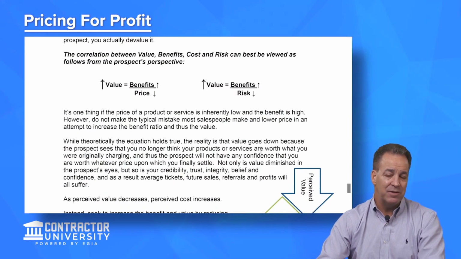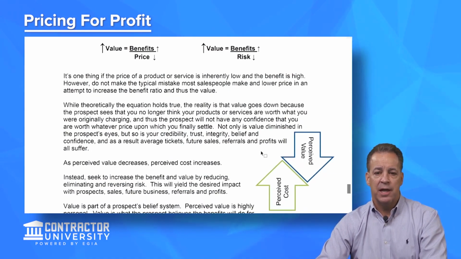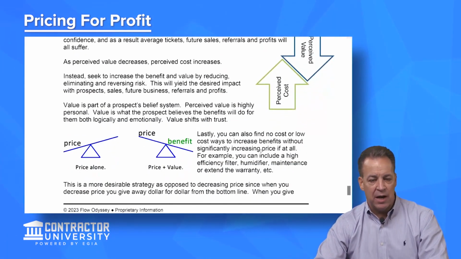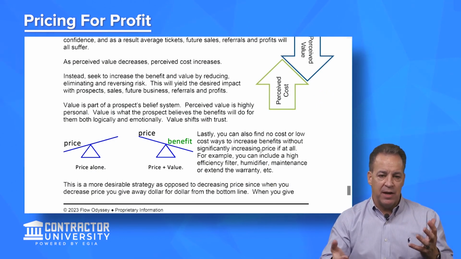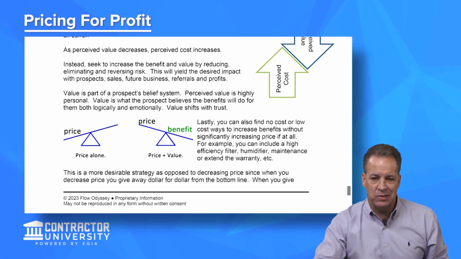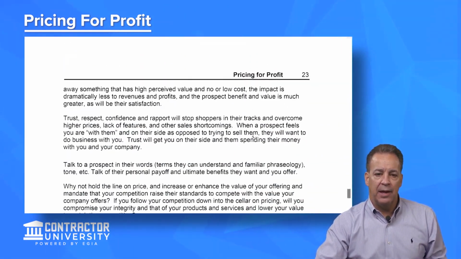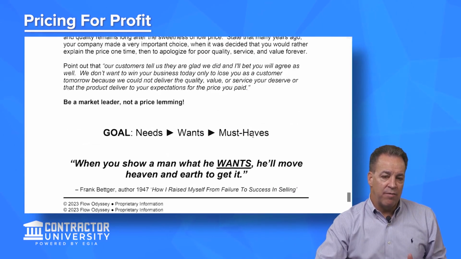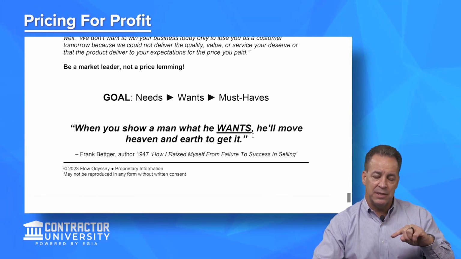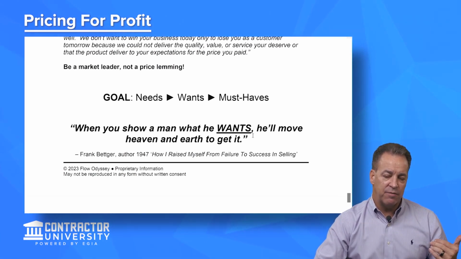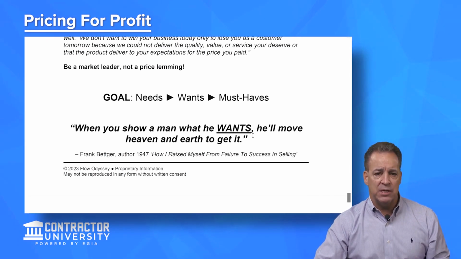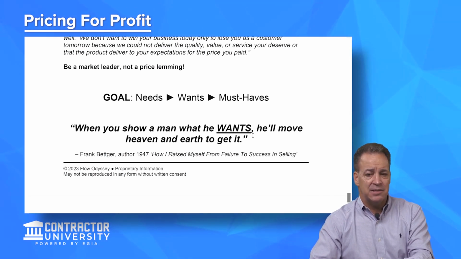People are not price sensitive as much as you would think. They are risk averse. And so this conversation on this page talks about that. Making sure that you're balancing that price and benefit heavily on the benefits so that you outweigh your price. Make that price light. And we get into a discussion about all of that, with the idea being I want to take what we offer and turn it from a need to a want to a must-have, because that's the philosophy that Frank Bettger had in his book from 1947, How I Raised Myself from Failure to Success in Selling.